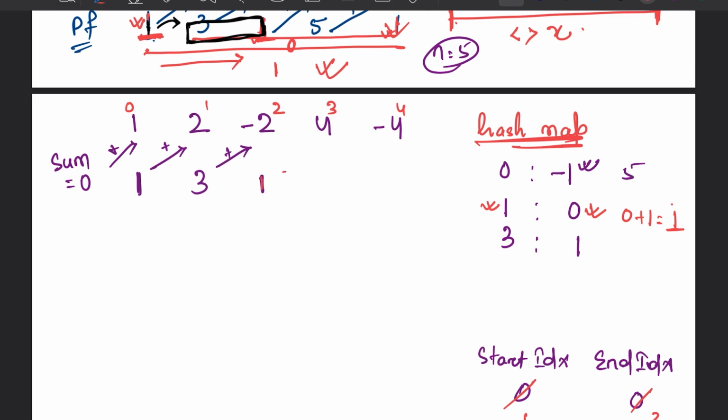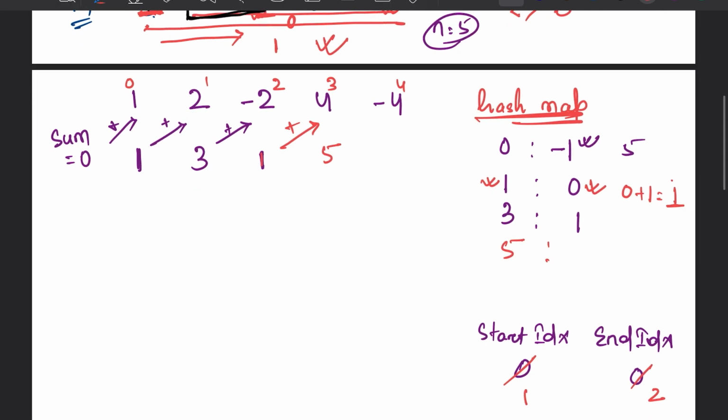We will add here plus 5, 1 plus 4, 5. Now 5 is not there, we'll update here 5, 2, 3, then 5 plus minus 4, 1. We found this 1 again, it is a similar repetition. Okay, 1 we found here.